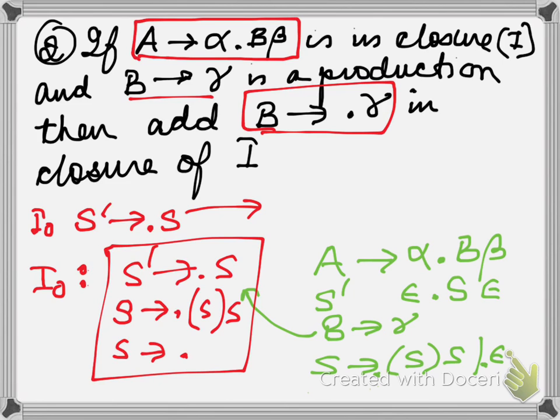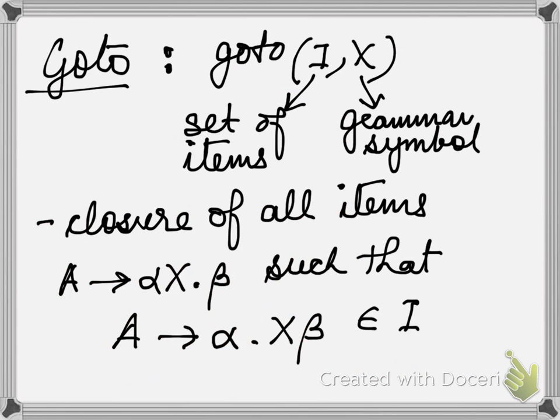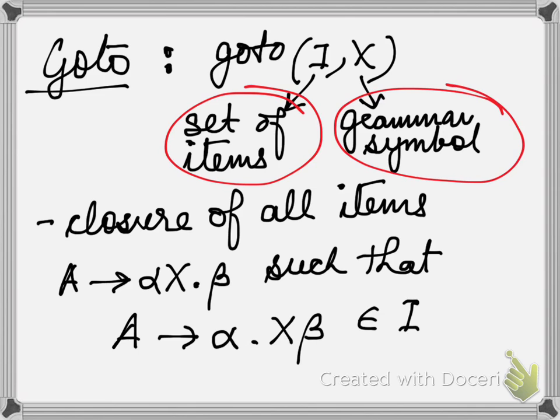Let us look now at what the Goto process is. Goto is basically a function of two values. The first argument is a set of items, I is a set of items, and X here is a grammar symbol. It can be either a terminal or a non-terminal. So Goto of I on a grammar symbol X.